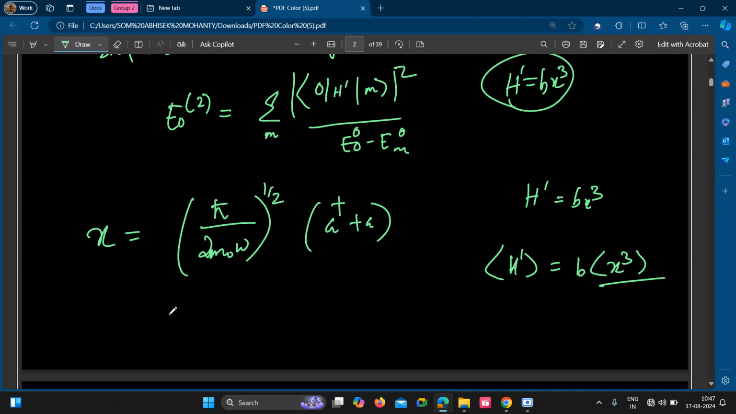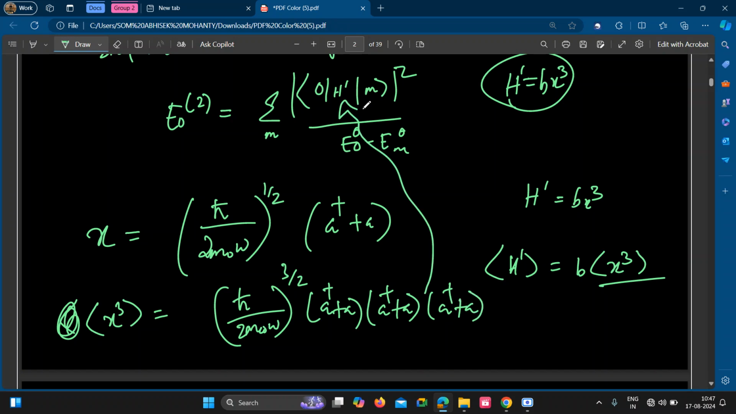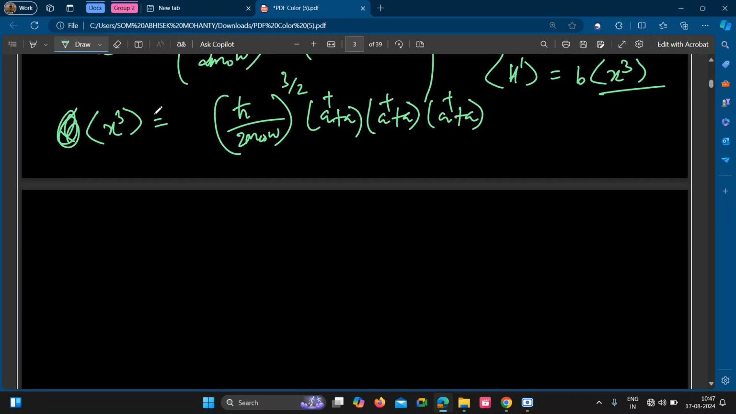So if I write xq, it will become (h cut by 2 m naught omega) to the power 3 by 2, and this will be multiplied 3 times: (a dagger plus a)(a dagger plus a)(a dagger plus a). All right, is that clear? So I will just put it here in place of H', and let's see what happens.